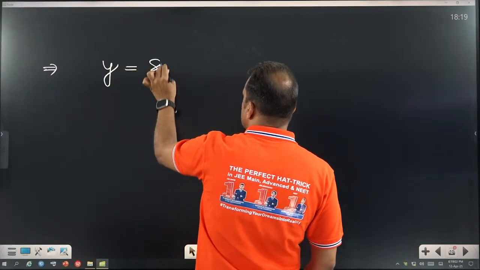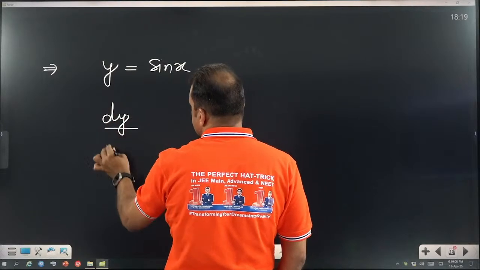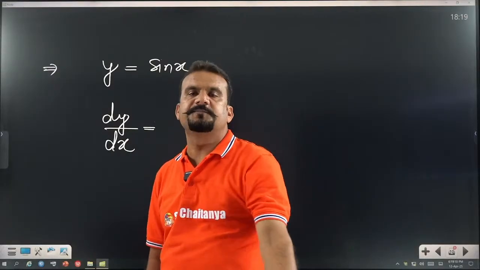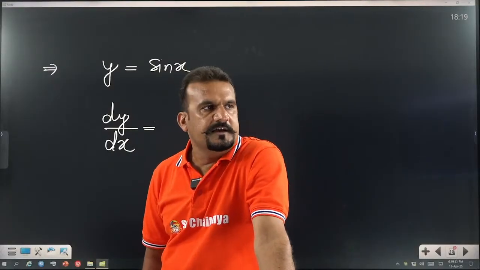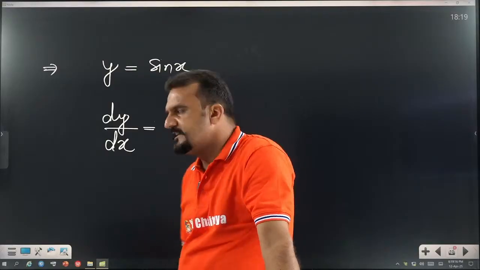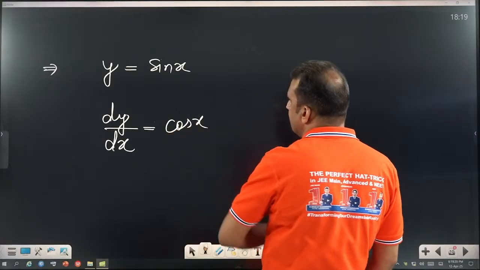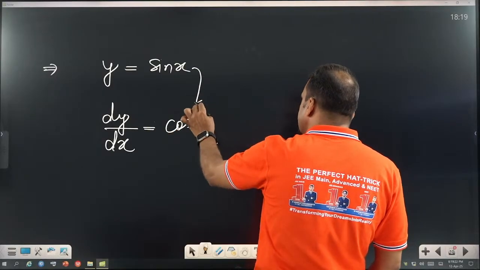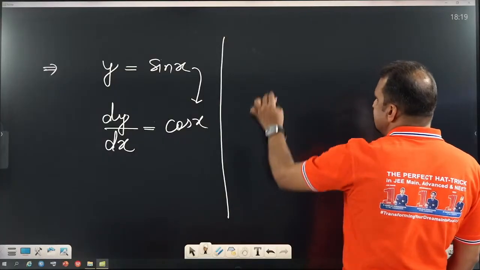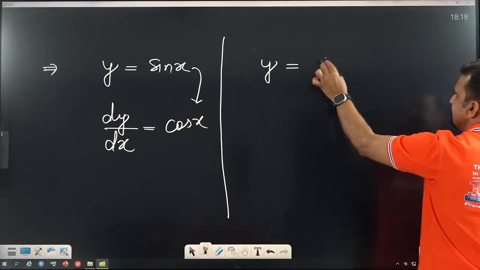If y equal to sin x is given, what is the differentiation? dy by dx, differentiation of y with respect to x. Yes, very good. Differentiation of sin x is cos x. Differentiation of sin x equal to cos x. I think this is a basic formula that you directly need to memorize. Then sometimes they can utilize some function rule. What is that function rule, or you can say chain rule?